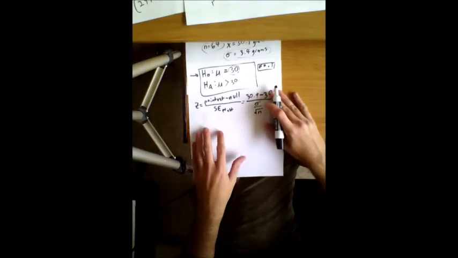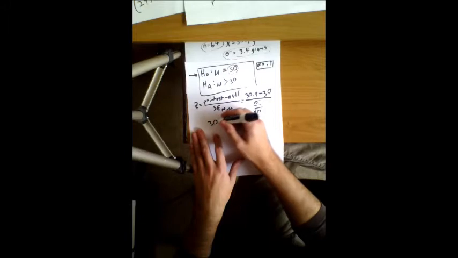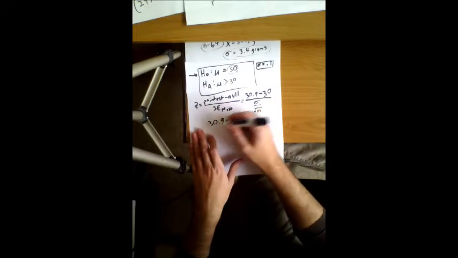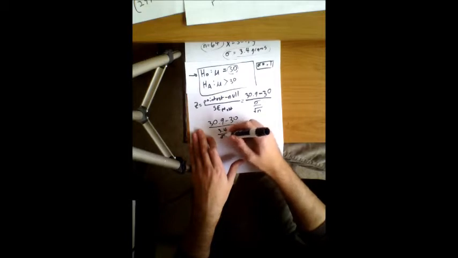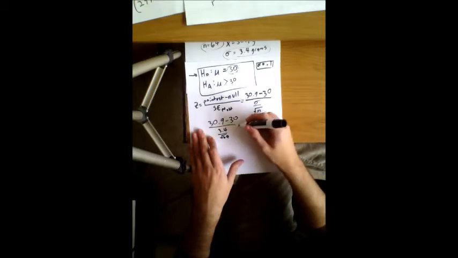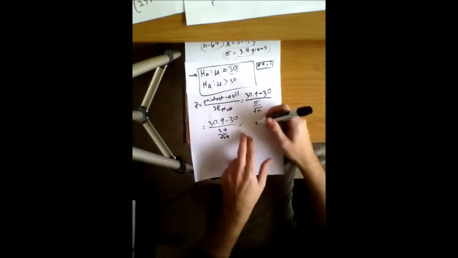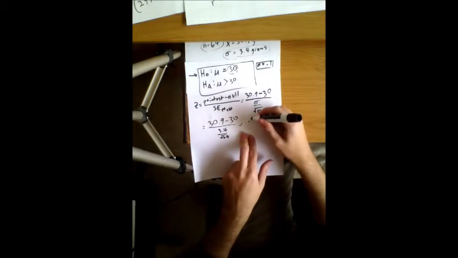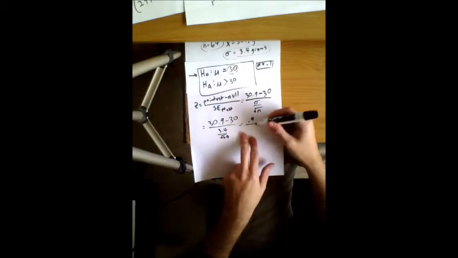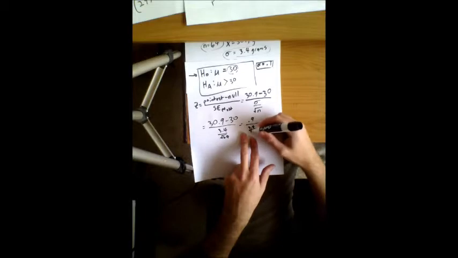Okay, so let's go ahead and fill this in. It's going to be 30.9 minus 30 divided by 3.4 divided by the square root of 64. So on the top we should get 0.9. On the bottom we have 3.4 divided by 8. Let's see what that gives us.